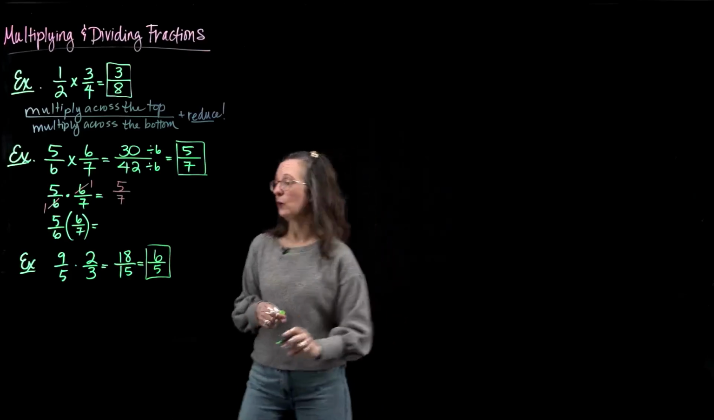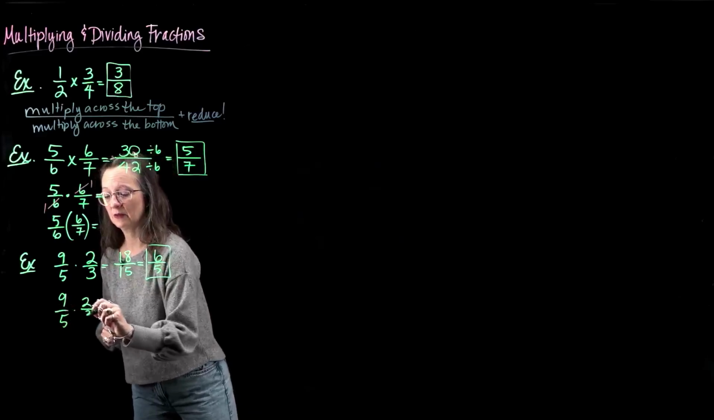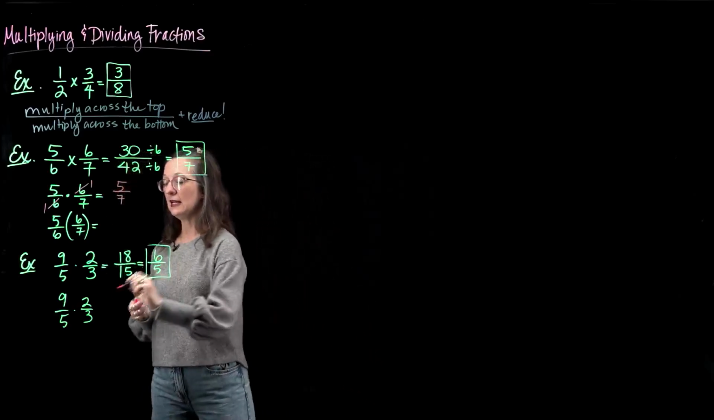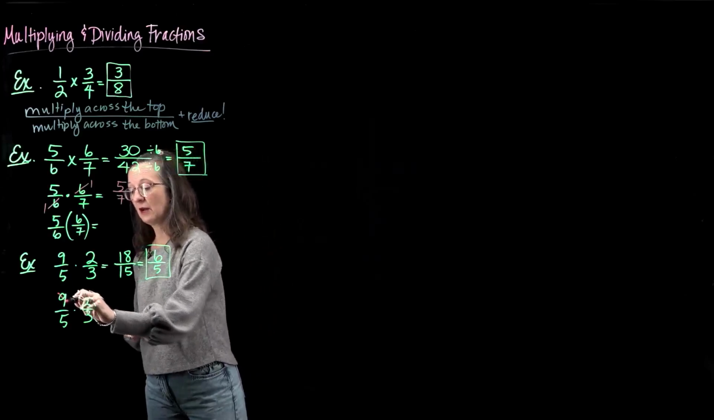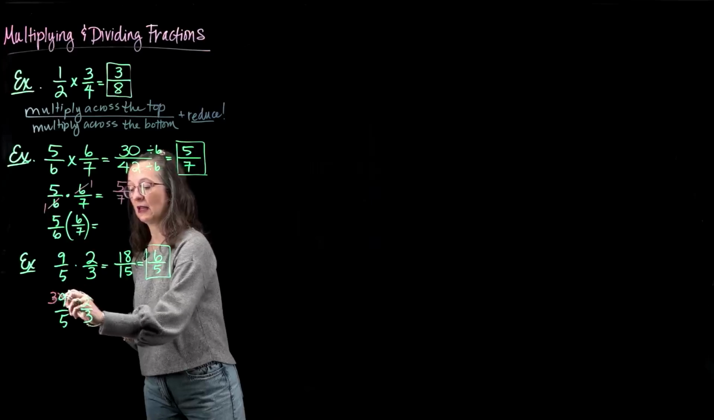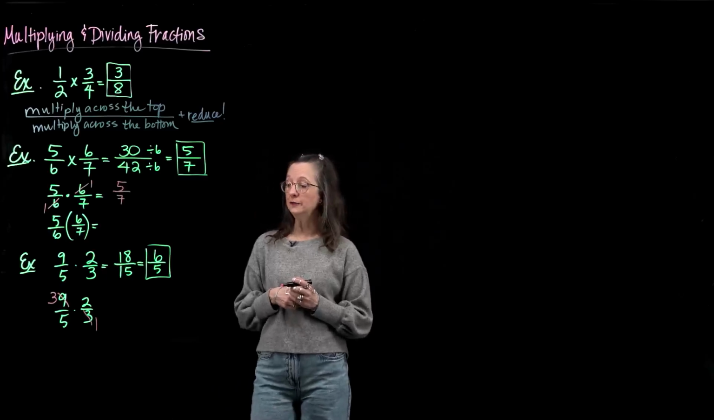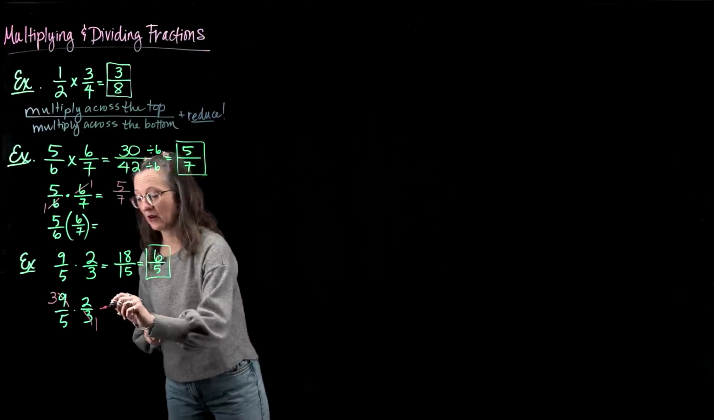I want to show you a second way you could have approached that, and that's 9 over 5 times 2 over 3. Noticing that 9 and 3 have a common factor of 3, I'm going to divide 9 by 3 and get 3. I'm going to divide 3 by 3 and get 1. I have a simpler problem to solve now.